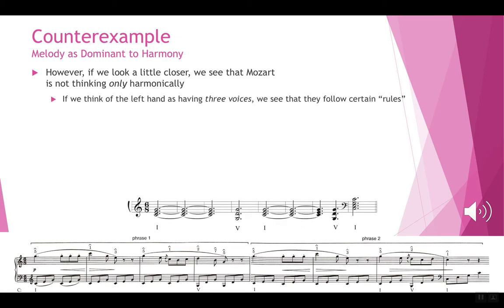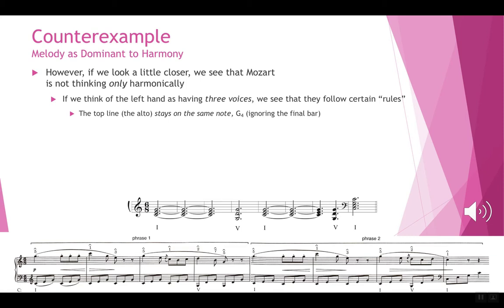If we think of the left hand as having three voices, we see that they follow certain rules. The top line, which we could call the alto, stays on the same note, which is G, G4. You notice that the left hand, normally in bass clef, is actually in treble clef here. So except for the very last bar, the alto is just staying on that G.